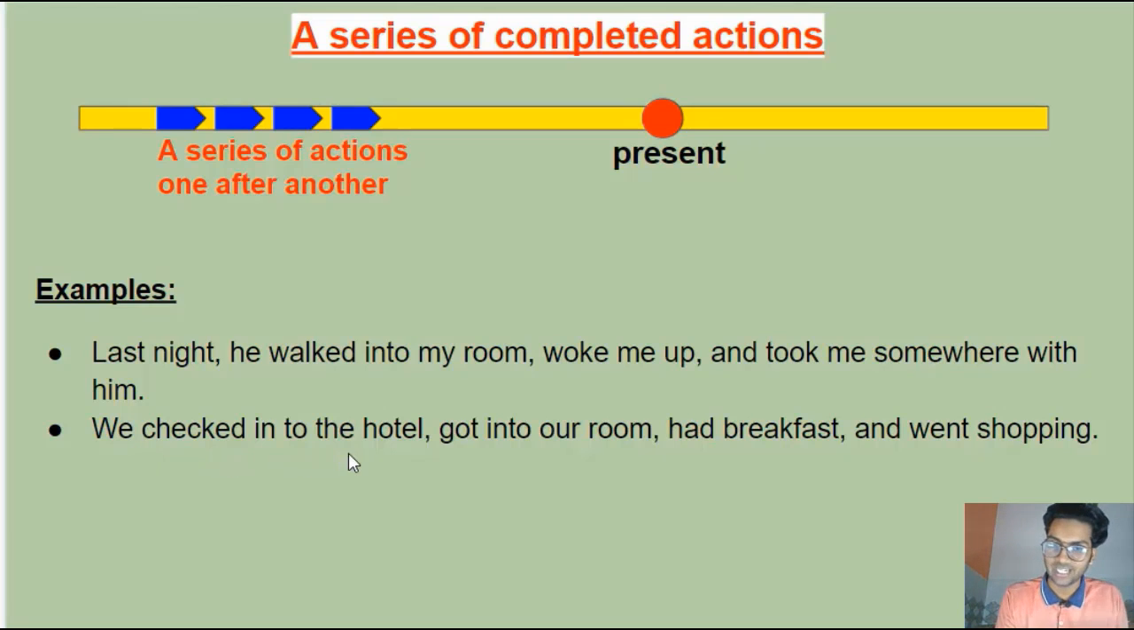We checked into the hotel, got into a room, had breakfast and went shopping. Oh my God, a lot of things happened. We do not know the time here, right? We are not interested in the time or maybe we already know the time, okay? Very first thing happened, we checked into the hotel. We checked into the hotel, right? Got into a room. Second thing, had breakfast and went shopping. 4 things happened in the past and the time gap is very minimal, right? These actions happened one after another, a series of completed actions, right?